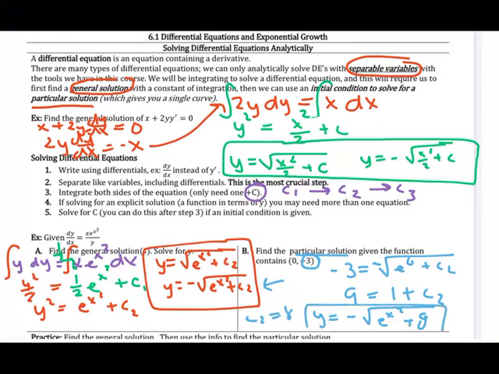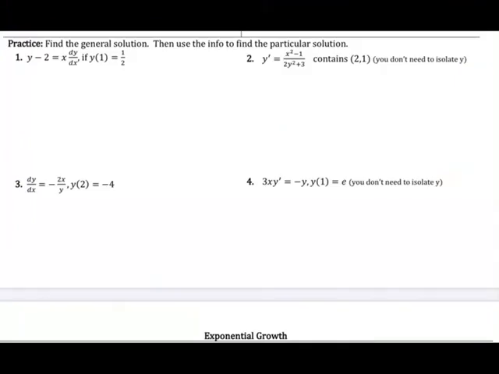Okay, let's do some more practice. Number 1 here, I am going to first separate my variables. So I am going to multiply both sides by dx, and that will give me dx times y minus 2 equals x dy. But I need my x's and y's to be together, so I'm going to divide both sides by x and divide both sides by y minus 2. That's going to give me dx over x equals dy over y minus 2.